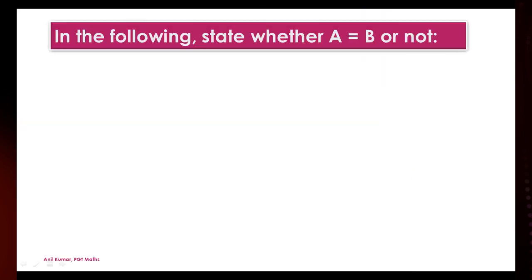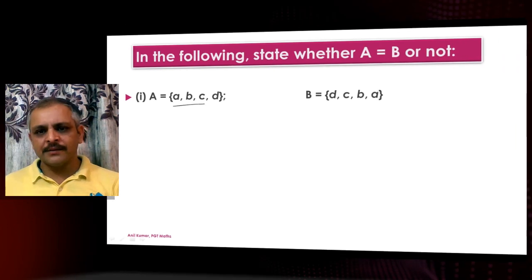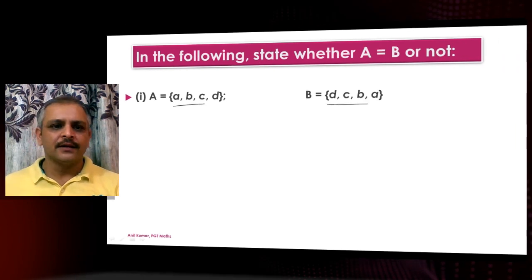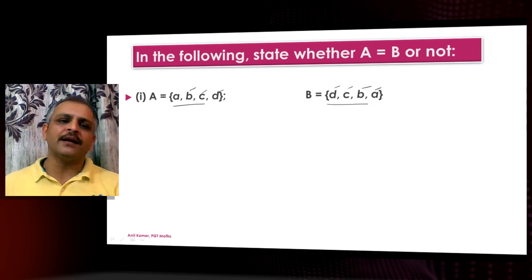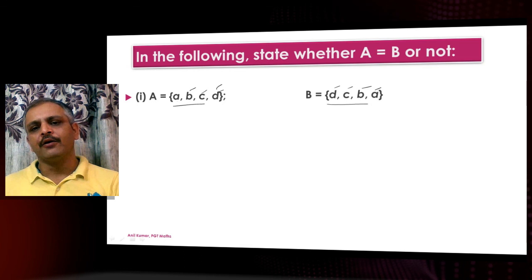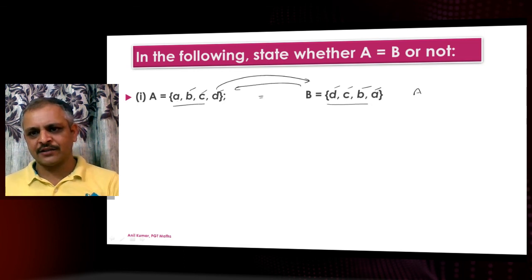Now in this example we have to state whether the following sets are equal or not. So sets A and B. Just see, it has four elements. This also has four elements. It has A, it has A, B, B, C and D. All four elements are available here. And all the elements of B are in A and of A are in B, vice versa. So I can say that in this case A is equal to B.